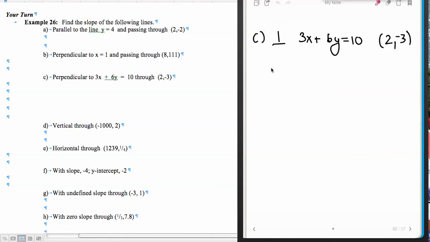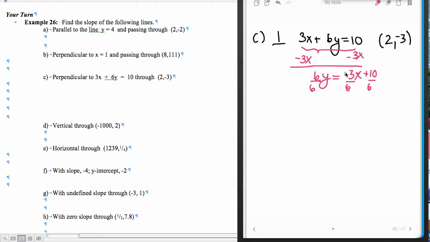Okay, it's part C of your term problem for section 5.4. We're going to start by putting this equation into slope-intercept form. So we're going to add the opposite of the 3x to both sides, and that's going to give us 6y is equal to negative 3x plus 10. And then from there, we need to get rid of the numeric coefficient of the y so we can finish our slope-intercept form. So divide by 6 here, divide by 6 here, divide by 6 here.